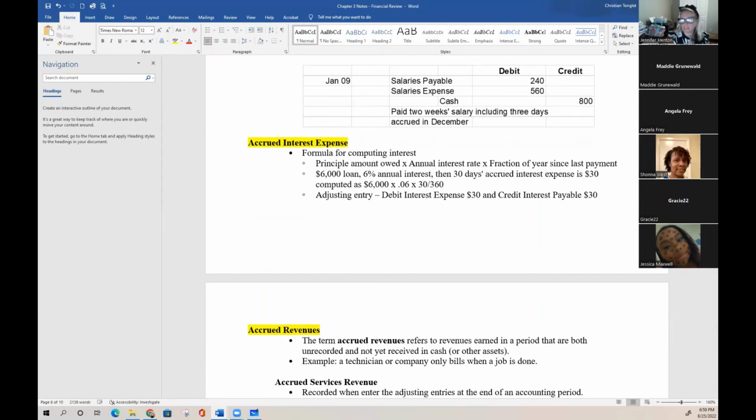So interest, let me see. I don't remember if we had a calculation for interest. Let me see before we go into going over that. Nope, we don't have to do that one.